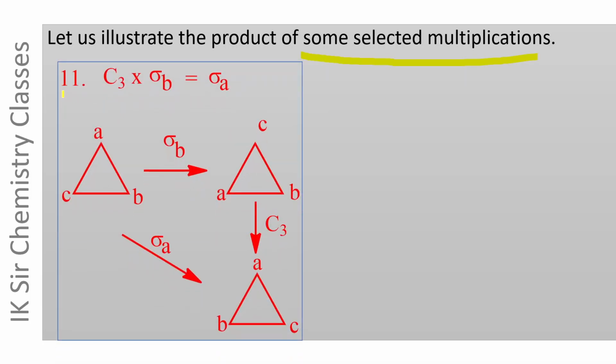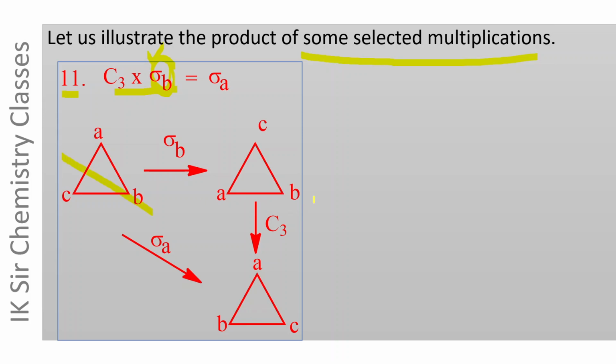Position number 11, C3 multiplied by sigma B. Here, the symmetry operation sigma B written on the right hand side is carried out first, followed by C3. Let us apply sigma B operation on this NH3 molecule. It is sigma B.